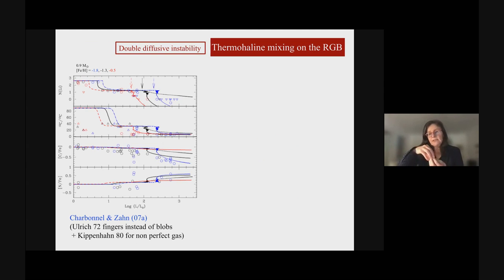But in this case, you really have fingers. The blobs are actually elongated. And if you have blobs instead, so you have a lower efficiency, you cannot reproduce the observations. So if you consider this kind of observations, that's a way to actually find the size or the aspect ratio of the blobs, of the fingers of the thermohaline instability.